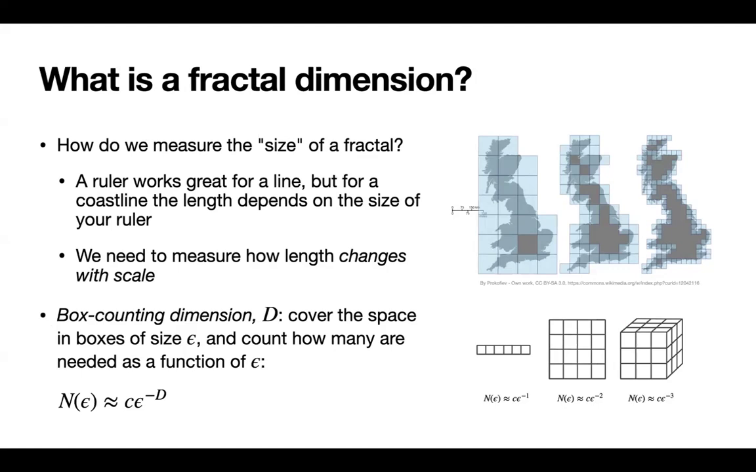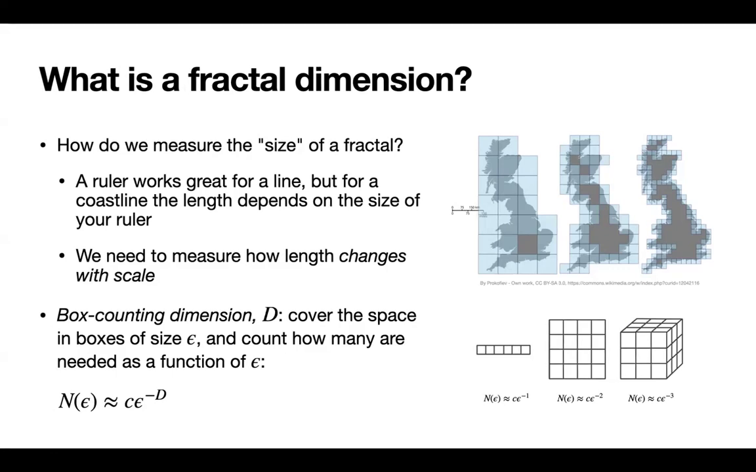One of the simplest fractal dimensions you can define is the box counting dimension. You cover the space in boxes of a particular size, and then you see what happens as you decrease that size. What's the power law you get? I have three examples on the right: a line, a plane, and a cube. With a line, the number of boxes is proportional to 1 over epsilon.